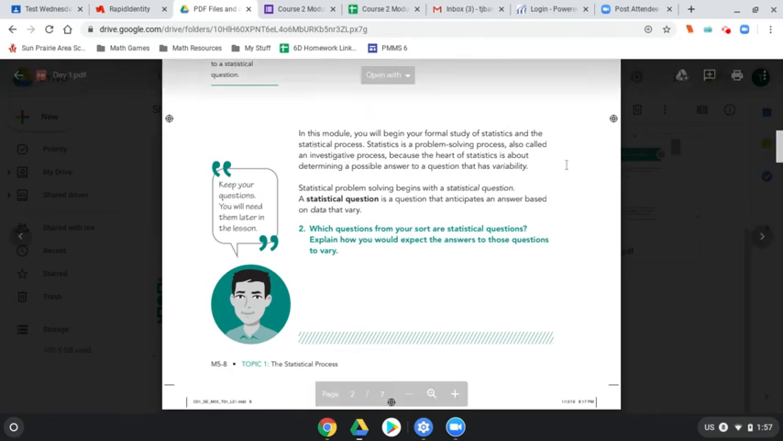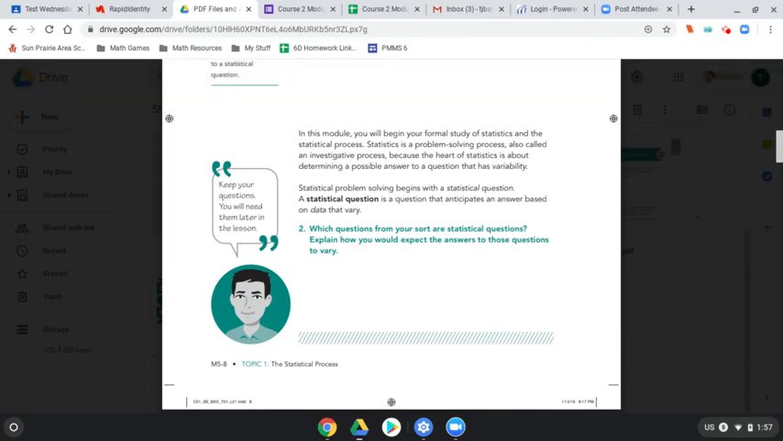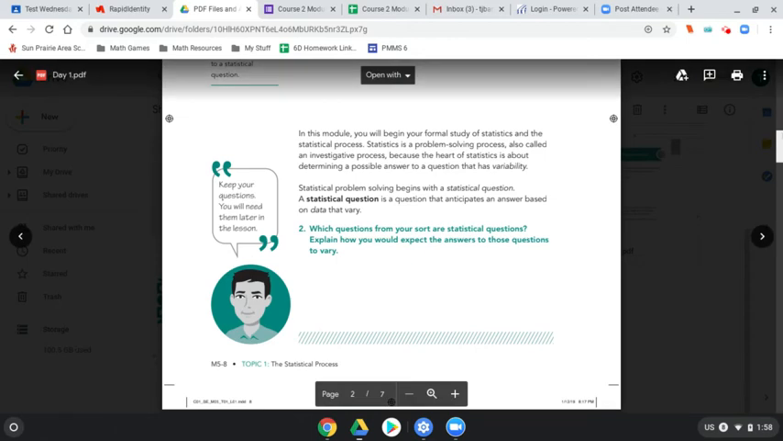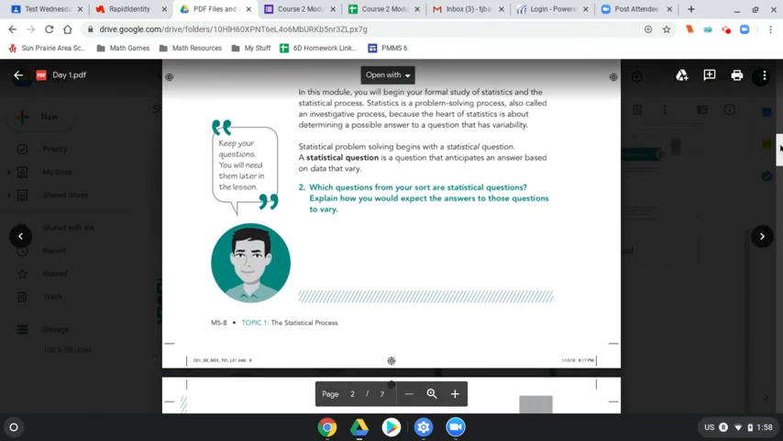We're going to jump right down to the getting started part. It says, in this module, you'll begin your formal study of statistics and the statistical process. Statistics is a problem-solving process, also called an investigative process, because the heart of statistics is about determining a possible answer to a question that has variability. So if there's a number of possible outcomes, what's the most likely outcome is basically what it's coming down to, and that's why we use statistics. So statistics starts with a statistical question, and that is going to be the focus of what we are going to work on today.